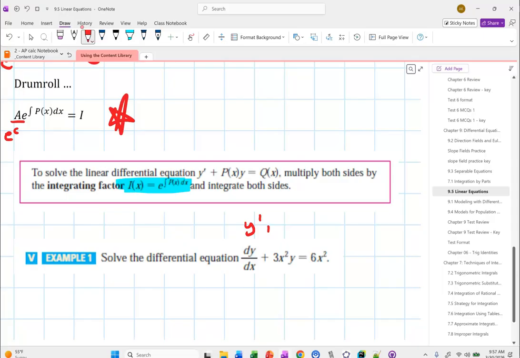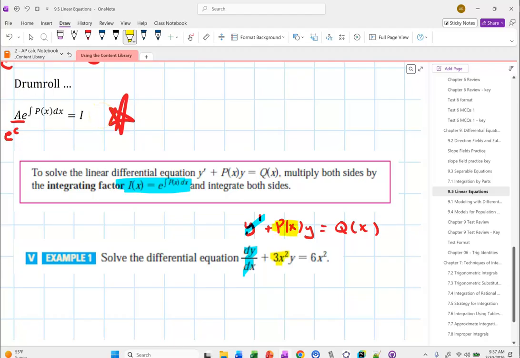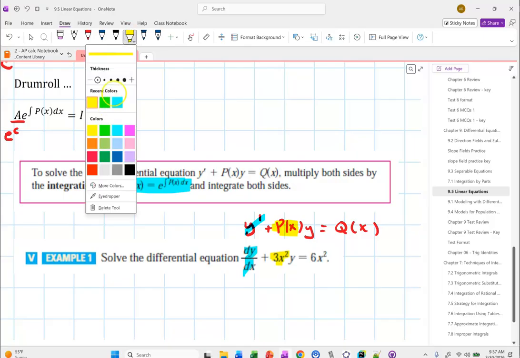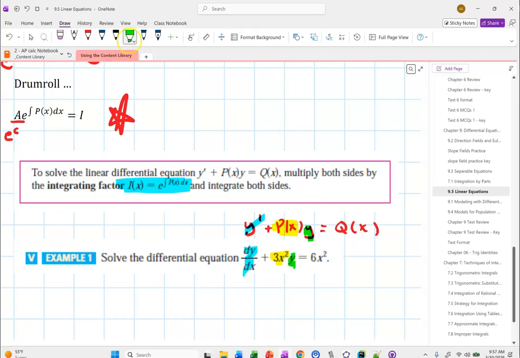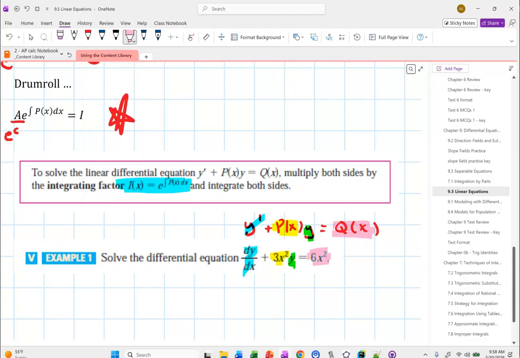All right, so the first thing I want to do is make sure that my starting equation is in the linear form. So that's y prime, right? My p of x is that 3x squared. And then my y. And then I have my q of x, which would be 6x squared. Does everybody feel okay? So I am in that proper form. If I wasn't, I might have to do some rearranging so I can identify what p of x and q of x are. I think that happens in the next example.